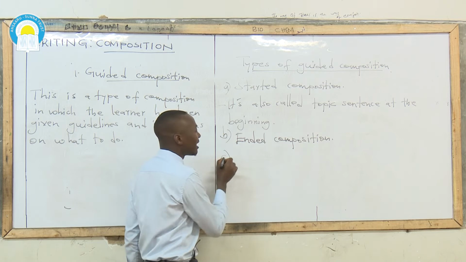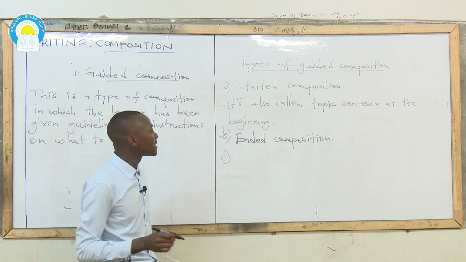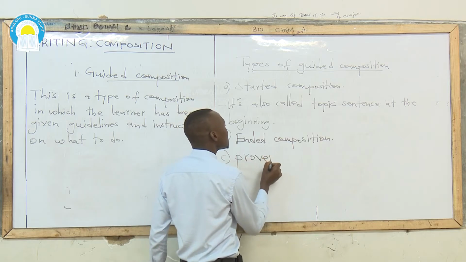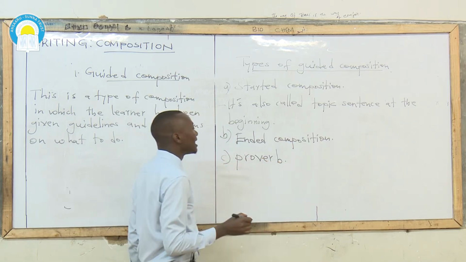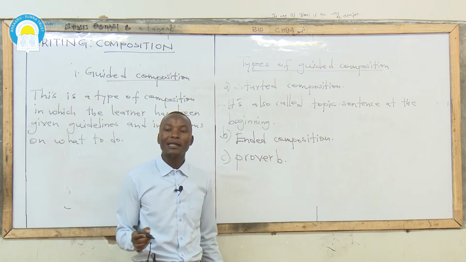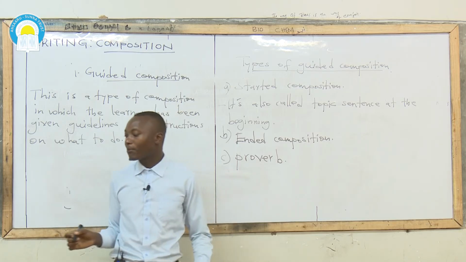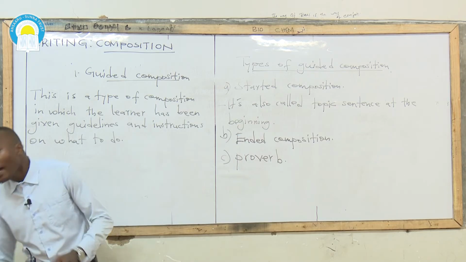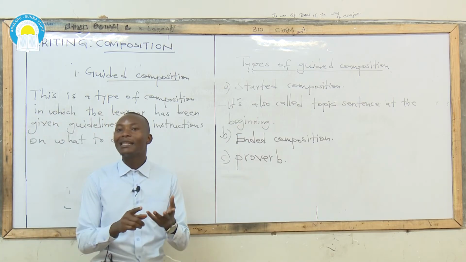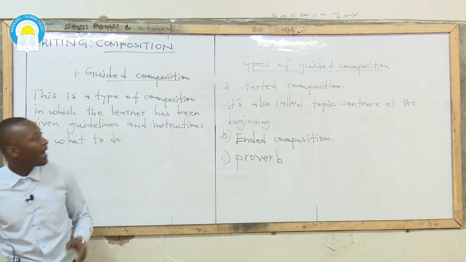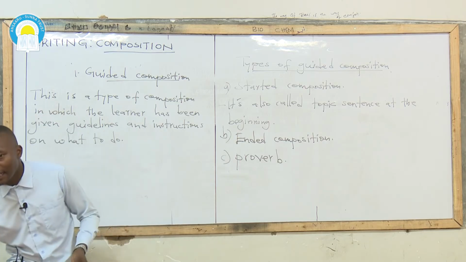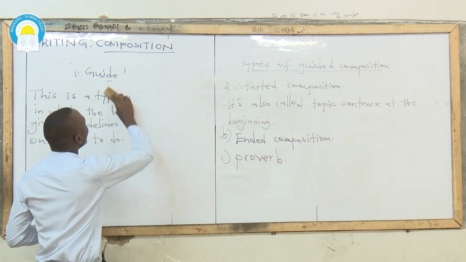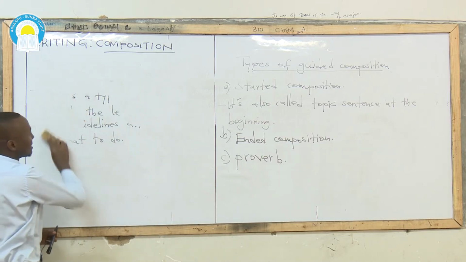Another example of guided composition is what is called the proverb. This is where the learner is given a proverb to write about. And remember, we have proverbs and then we have sayings. They should not be confused. Learners, do not confuse proverbs and sayings.